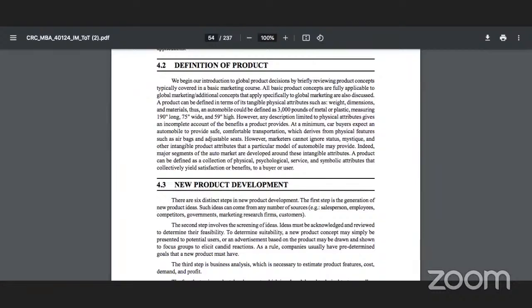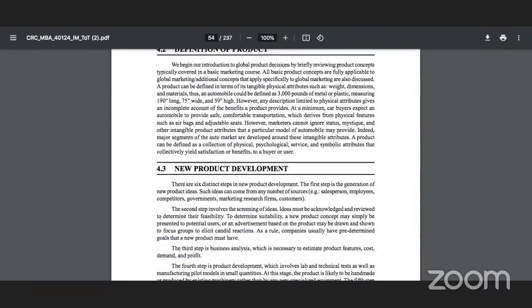So let's look at a definition of product. So what is a product? When we're talking in terms of the product, we are typically talking in terms of a global marketing concept that is defined in terms of its tangible physical attributes. So whenever we talk in terms of a product, we are talking in terms of tangible physical attributes. And what are these tangible physical attributes? They are weight, dimension, materials, to name a few.